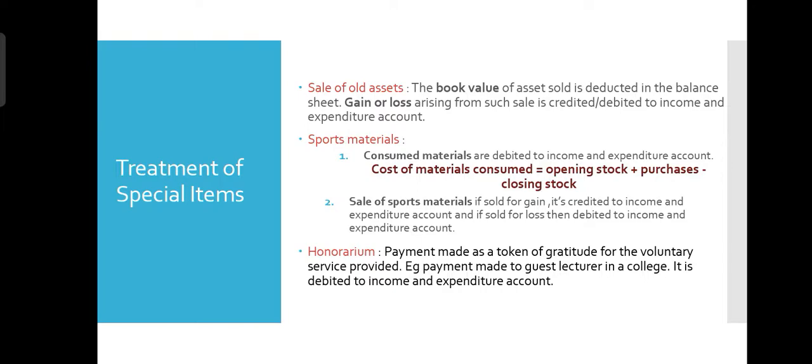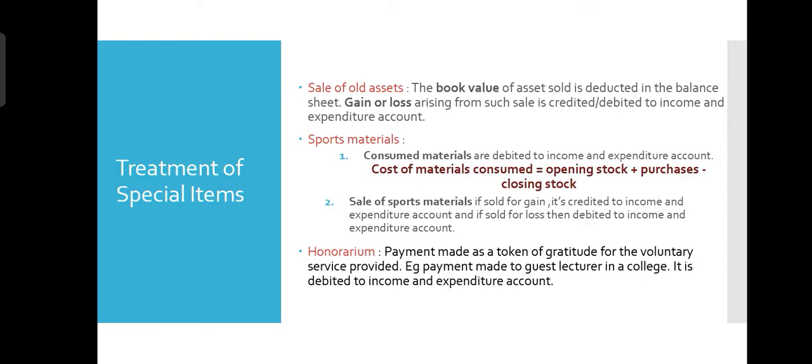Then the next item is sports material. Okay, you can get two types of sports material. One is consumed sports material, and the other one is sale of sports material. Consumed sports material, or you can get consumed stock of stationery also. Instead of sports material, you can also get stationery. In either case, the treatment is the same. Consumed materials has to be debited to income and expenditure account.